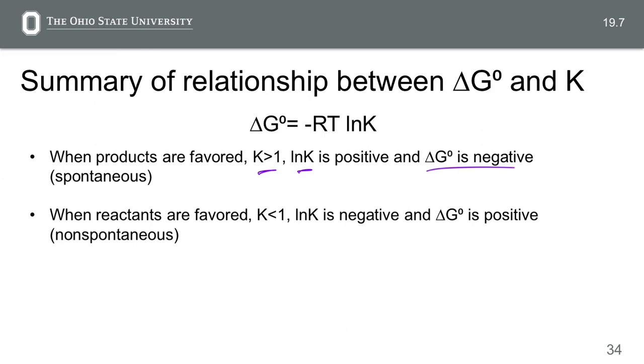If reactants are favored, K is going to be less than 1. That makes the natural log of K a negative value, and when you multiply that by negative in front of the RT, you get a positive value of delta G, and that means you have a non-spontaneous reaction. So looking at the magnitude of K, whether it's greater than or less than 1, you can tell if a reaction is going to be spontaneous, based on this equation. That make sense?